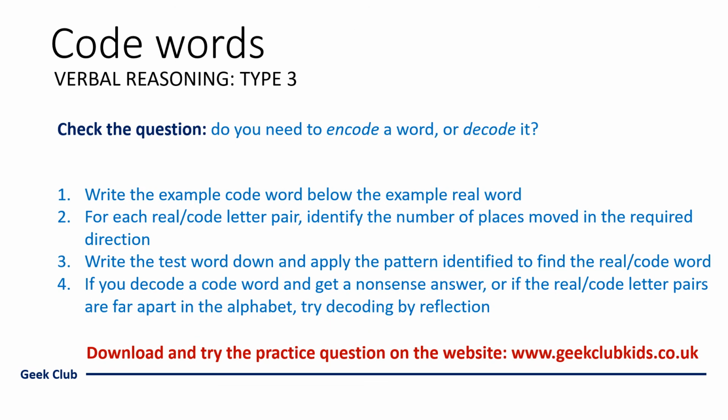So that's how you approach code word questions. So remember, when you read a code word question, do check it and make a note of whether you need to encode a word. Do you need to turn a real word into a code word? Or do you need to decode a word? Do you need to go from a code word to a real word? Once you've done that, write the example code word below the example real word, and for each pair of letters, identify the number of places that you need to move in the required direction. You can then apply that pattern to your test word to encode or decode it.